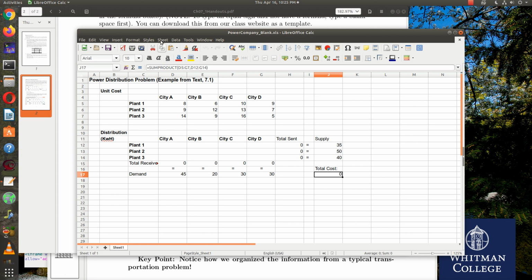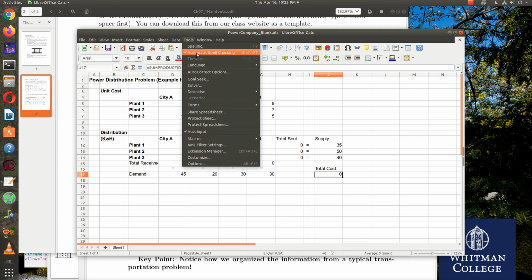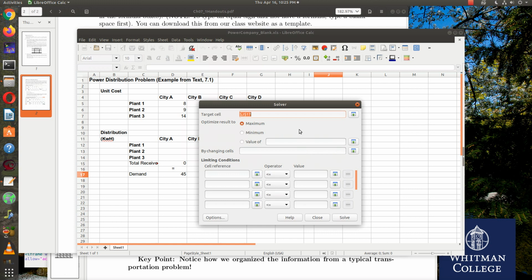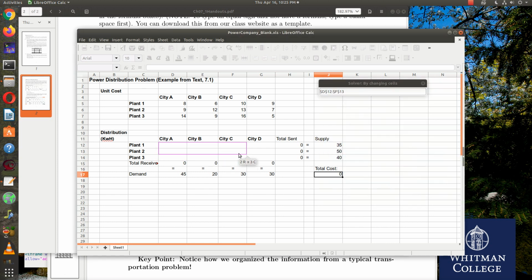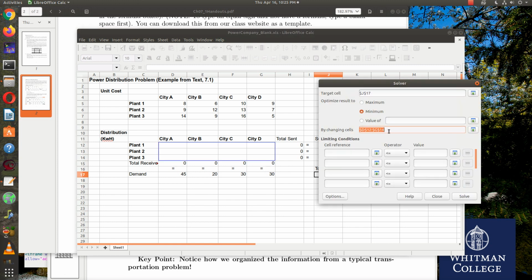So if I go to my solver, my linear solver, my target cell is J17. I want to minimize that by changing cells. Which ones? All of these right here. That automatically put those in for us.